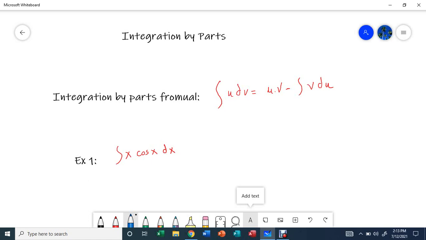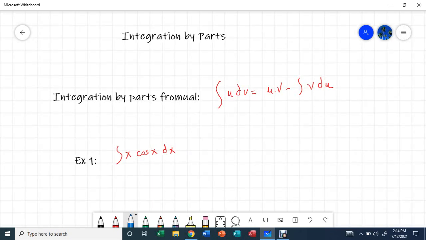Today I'm going to show you how to do integration by parts to compute integrals. So let's start with the formula first. Then I will evaluate a few integrals using this method for better understanding. So the formula for integration by parts is the integral u dv equals u times v minus the integral v du. So let's apply this formula and evaluate the first example.